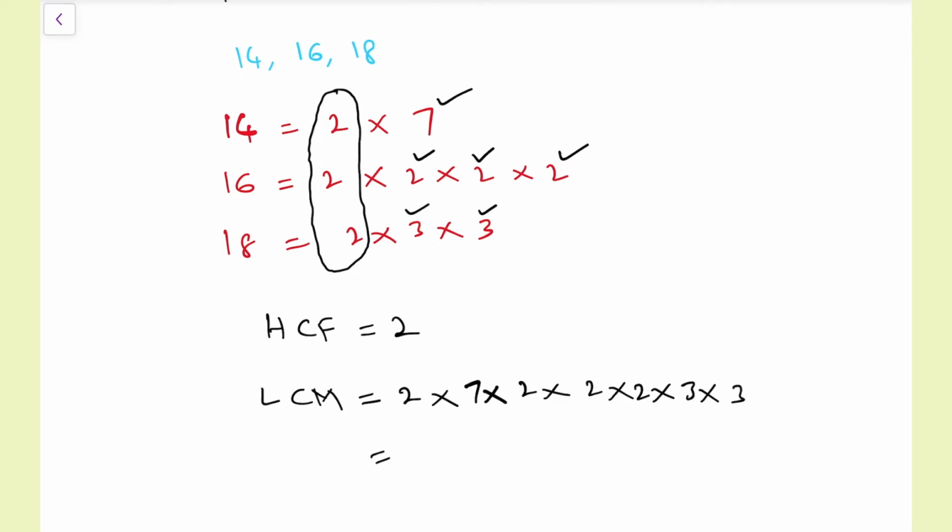Now if you multiply all these numbers, we will get the LCM. So I am going from the back side onwards. 3 into 3, 9. 9 2s are 18. 18 2s are 36. 36 2s are 72. 72 into 7 is 504. 504 into 2 is 1008. So the LCM of 14, 16, 18 is 1008, whereas the HCF is 2.